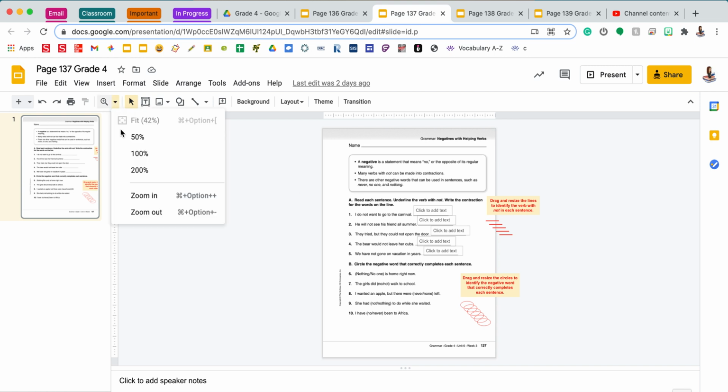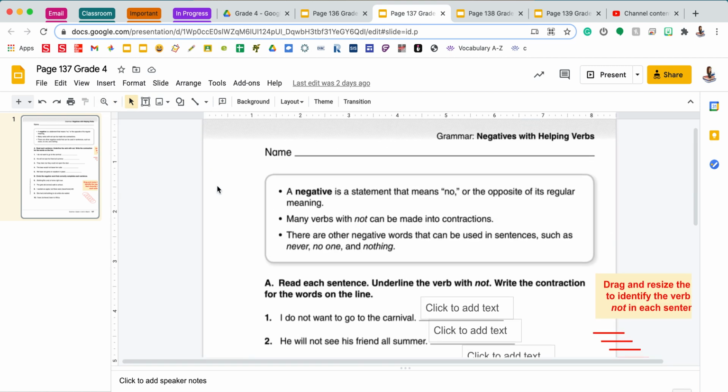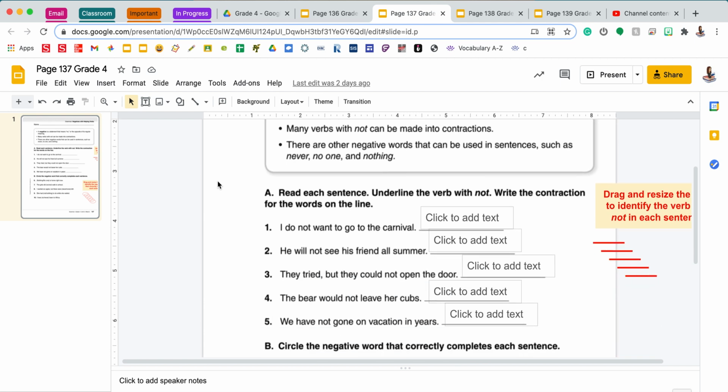Your next page is 137. On this page, we're looking at negatives with helping verbs. So again, a negative is a statement that means no or the opposite of its regular meaning. Many verbs with not can be made into contractions. So we have can't, don't, won't, couldn't, haven't. And there are other negative words that can be used in sentences, such as never, no one, and nothing.